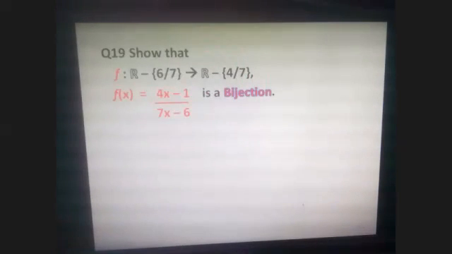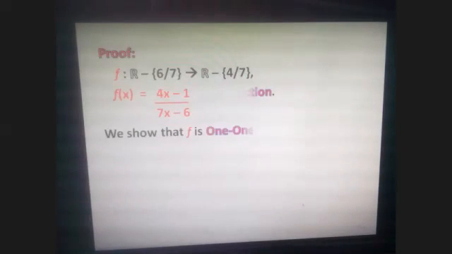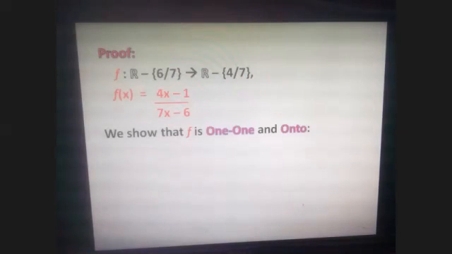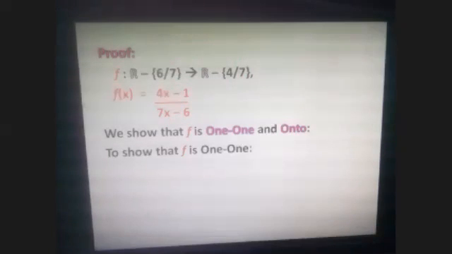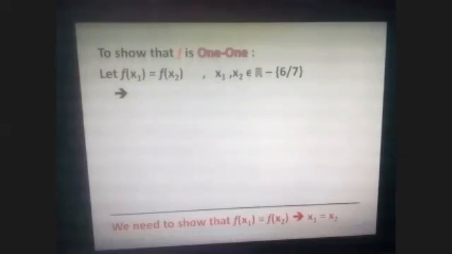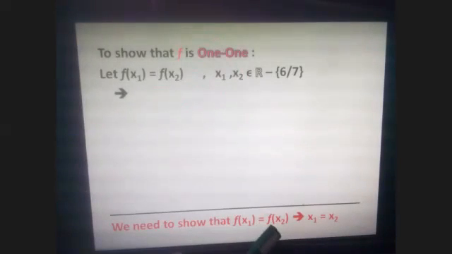f is a bijection. I will show this f is 1 to 1 and onto. Very common question, but see the procedure very carefully. To show f is 1 to 1, what is a 1 to 1 function? Can you recall it? Distinct elements have distinct images, or if f(x1) and f(x2) are equal, then x1 must be equal to x2.